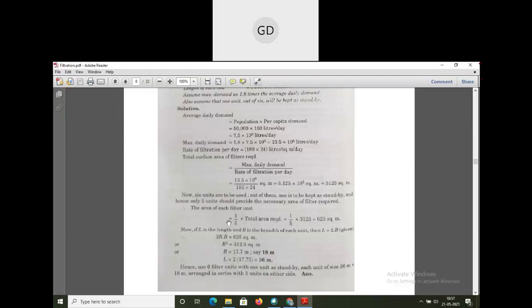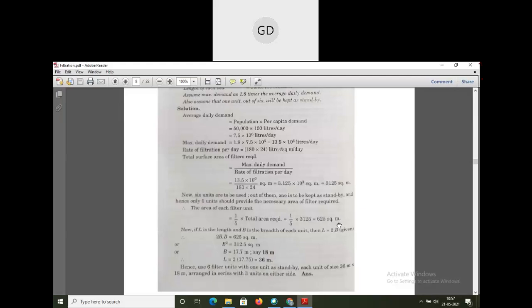If you keep 1 unit as standby, then 5 units will be there. Now you have to find the area for each filter unit. 5 units are there, but you have to find the area for each one of them. It will be 1 by 5 into your total surface area, that is 3125. So you find the area for each filter, and you get it to be 625 square meter.